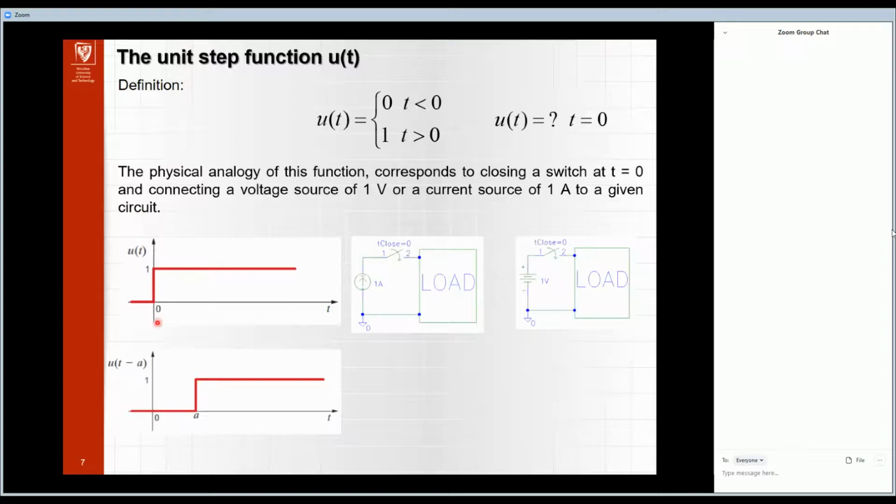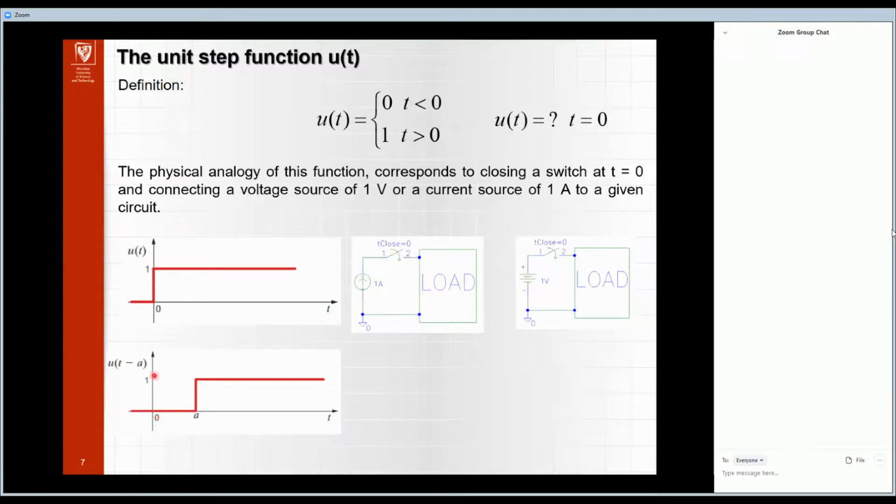Okay, so at time equal to 0, someone switches on, and we have the value equal to 1 after 0, and 0 before. And at this moment, we don't know the value. We only know that the value is between 0 and 1.